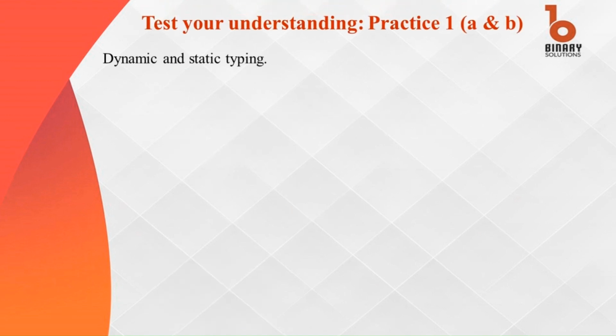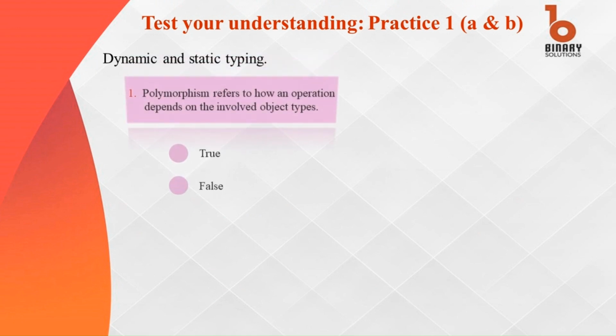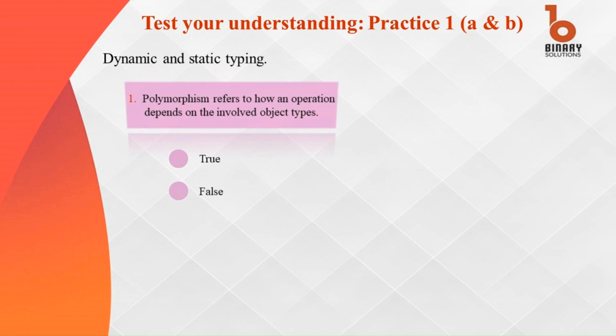Now that we've covered the basics of static and dynamic typing, let's see how well you've grasped the concept. I've got some quick questions for you to try out. Take a moment to think about your answers and drop them in the comments. Here's question 1. Does polymorphism refer to how an operation behaves based on the types of objects involved? Think carefully and let me know your answer in the comments.